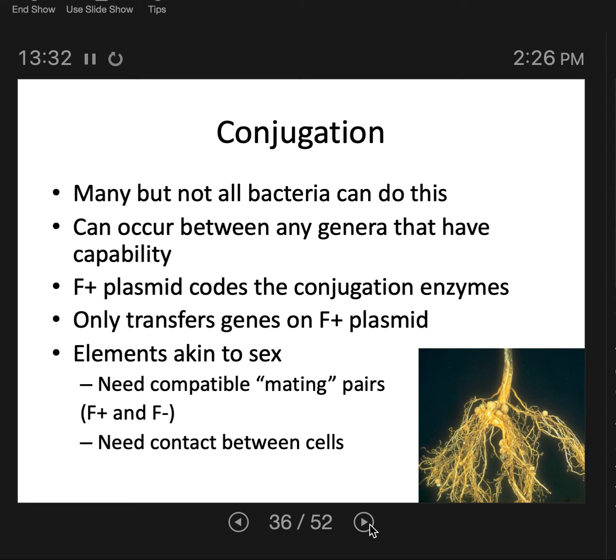Even though the typical method of conjugation requires 2 bacterial cells, it's not sex because in sexual reproduction, you're blending 2 full sets of genetic information. A full set of genes from a mother and a full set of genes from a father, and the 2 get blended. Well, that's not true in bacterial conjugation. It's not the full genome that's getting blended. In typical bacterial conjugation, it's just the F+ plasmid moving from one bacteria to a recipient. There's not an equal blending of genetics. So that's why it's not true sex.